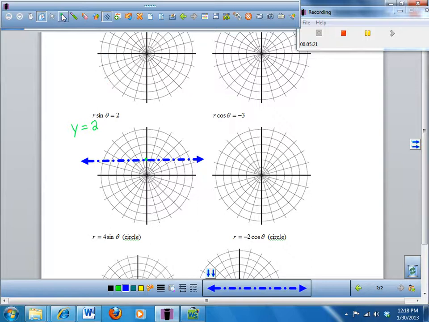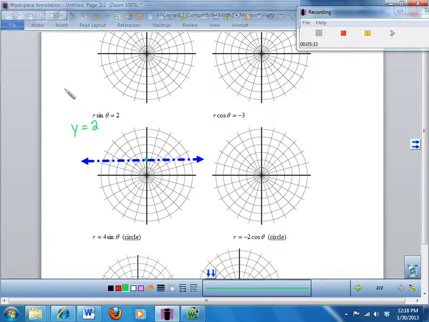If you want to plug in some values and see if that is true, okay, we could plug in, let's see, pi over 6, for instance. So if I go r sine of pi over 6 equals 2, and I want to find r, so we remember that sine of pi over 6 is 1/2, right? So you get r times 1/2 equals 2, which means that r would be equal to 4.